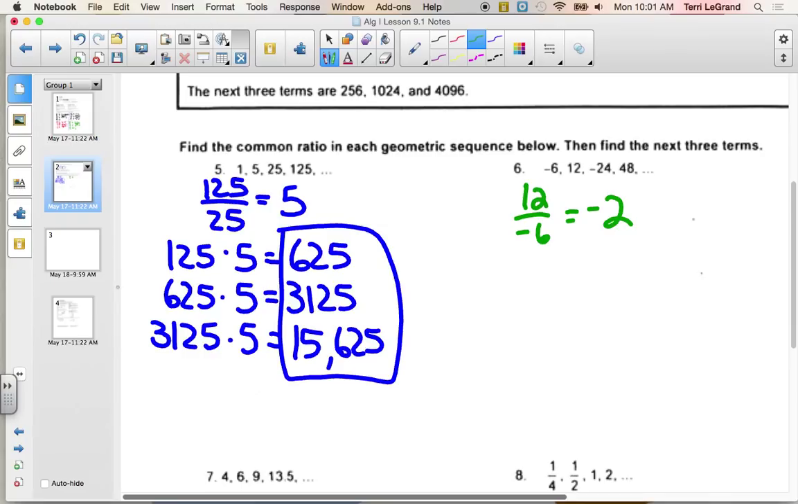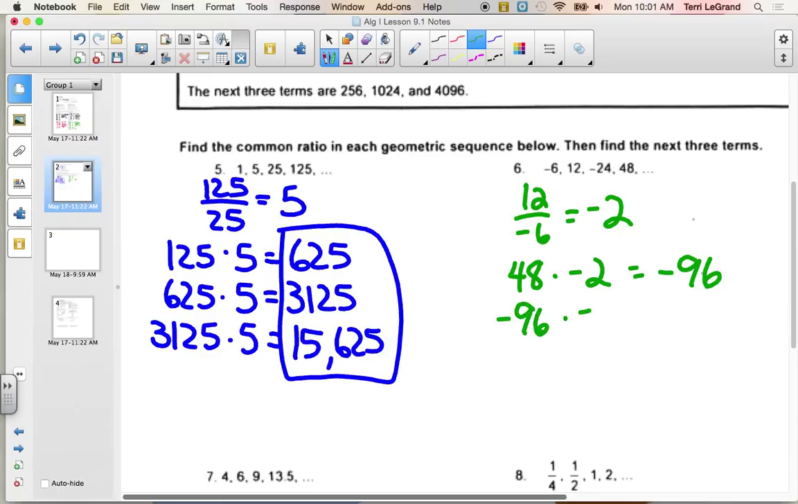What's the common ratio for the next one? I get -2. Again, it doesn't matter which pair of numbers you use, as long as they're consecutive, they follow each other, and you take a term and divide it by its previous term. Be careful, okay? And then you can start. We start with 48, multiply by our -2. What's that? -96.